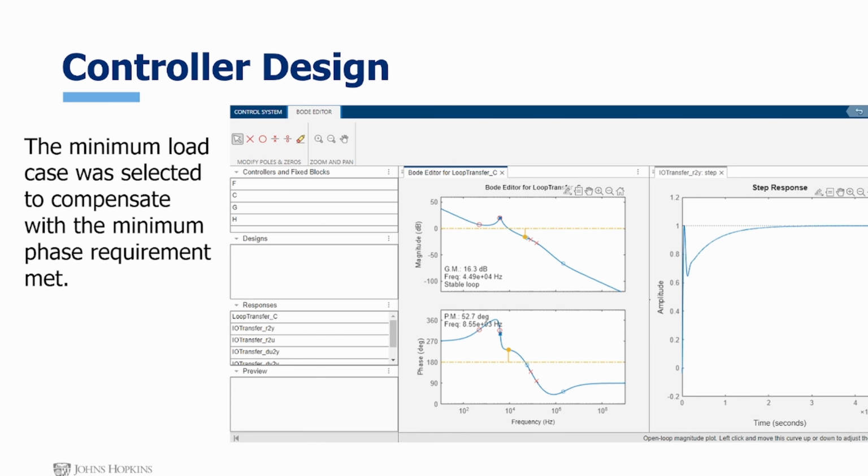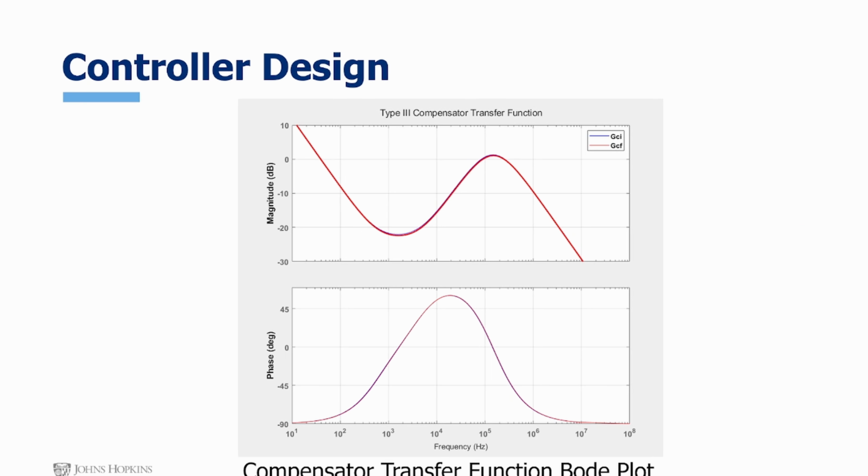For compensation, as you can see here, the phase margin requirement is met at 52.7 degrees, and the gain margin requirement is also met at 60.3 dB, and this has a crossover frequency of around 8.55 kilohertz. This is the compensator transfer function Bode plot for both the MATLAB transfer function as well as based on the selected resistors and capacitors for the final compensator transfer function, which are very similar.